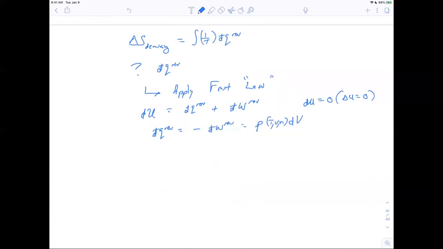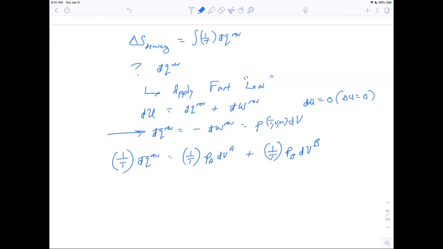So 1 over T dq reversible is going to be equal to 1 over T times PA dVA, plus 1 over T PB dVB. Did everyone follow what I did here? Once I knew what dq reversible is from the application of the first law, I could then proceed to getting this product, 1 over T times dq reversible, because that's what I need as the integrand in this expression.